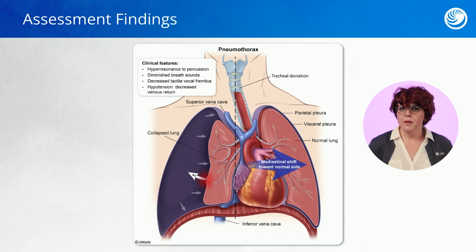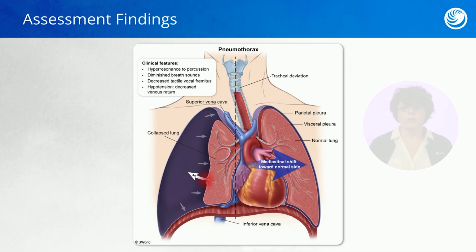You're going to have decreased tactile vocal fremitus. What does that mean? It means when I put my hands on the back of the patient and have them speak, I'm not going to feel that air movement as much as I would before. I'm not going to feel that vibration, right? Because I don't have air flowing back and forth. Your patient's also going to be hypotensive, which we talked about from that decreased venous return.